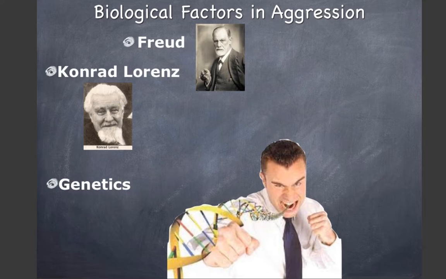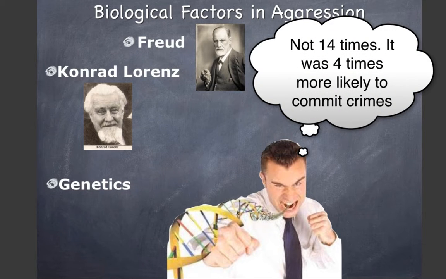Some of the genetic evidence: meta-analysis of twin studies estimates the heritability of aggression at about half, or 50%. The link for criminal behavior was also established. Adoptees with criminal biological parents are 4 times more likely to commit crimes. Adoptees with both criminal biological and adoptive parents were 14 times more likely to commit crimes.